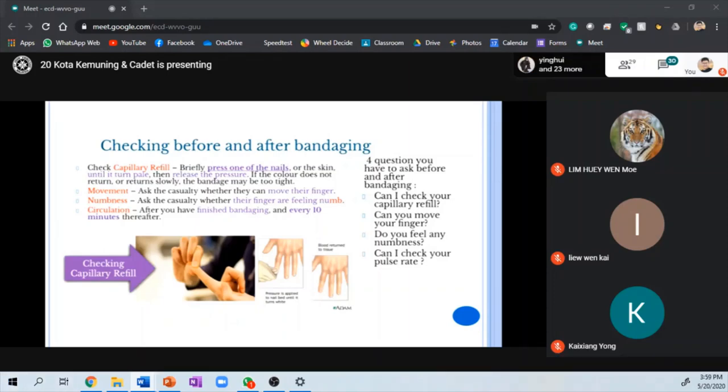Then ask the casualty if they can move the finger and if they feel any numbness. If they can't move the finger and feel numb, it also means that you tied the bandage too tight. Okay. And then, can someone tell me how to check the pulse rate? Pulse rate.